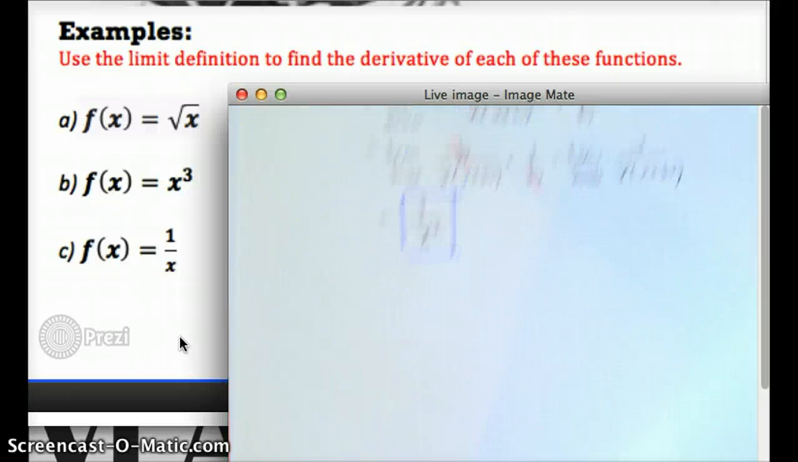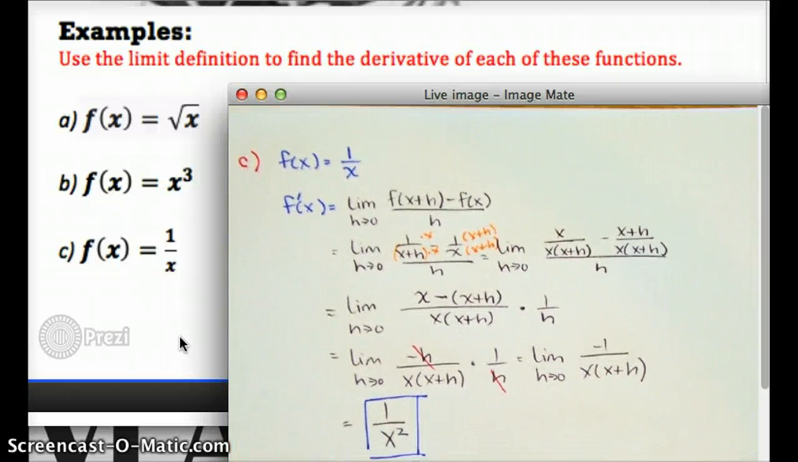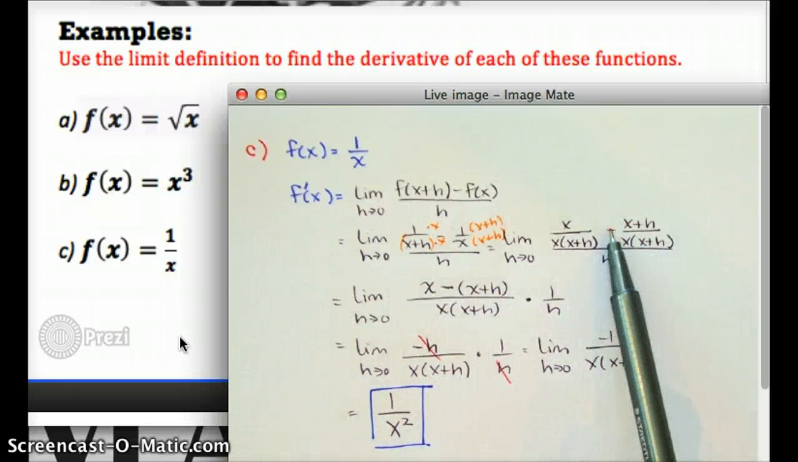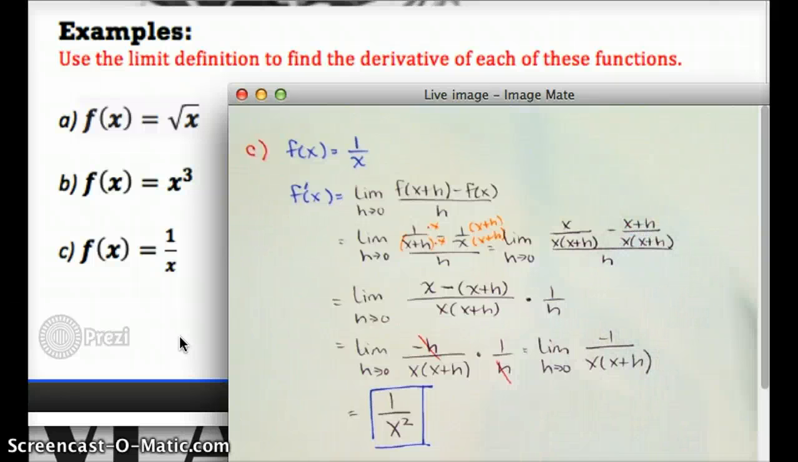Here's the last one. Relatively short compared to the cubic. The derivative of 1 over x is negative 1 over x squared. Make sure that you know where the negative comes from. Make sure that you didn't make the mistake of having a positive h on top. That's a super common mistake. It comes from this step where the negative belongs to both the x and the h.